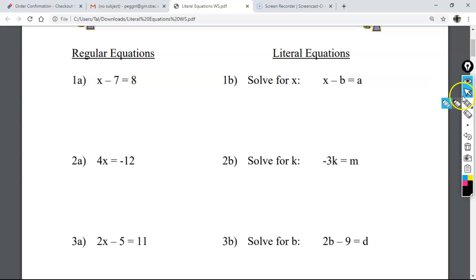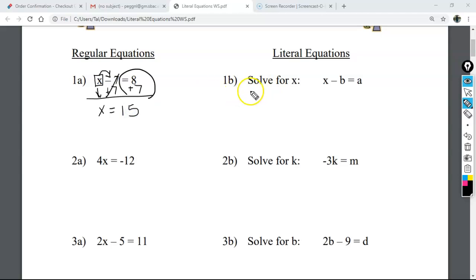Let me come over here and pick up my pencil. We're looking at literal equations right here, and the difference between regular and literal equations. Regular equations are what we already know: to solve for this variable x, I would box the variable x and see what needs to go. Since this minus 7 needs to go, I'm going to do the opposite, plus 7 on both sides. That allows these to cancel out. We still have a variable x on the left, and now we just have a math problem. 8 plus 7 is 15, very straightforward.